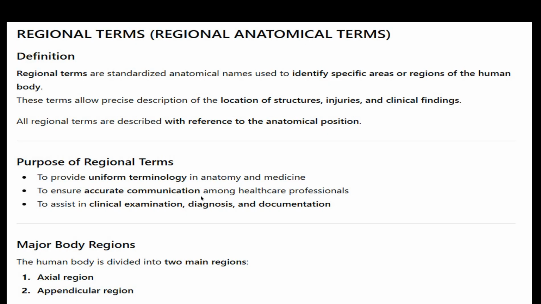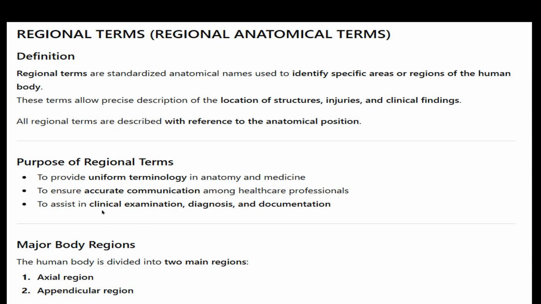The second point says to ensure accurate communication among healthcare professionals. So it helps us provide accurate communication among all the healthcare professionals. It also assists in clinical examination, diagnosis and documentation. So whether it's an examination, diagnosis or documentation, it is used there as well.